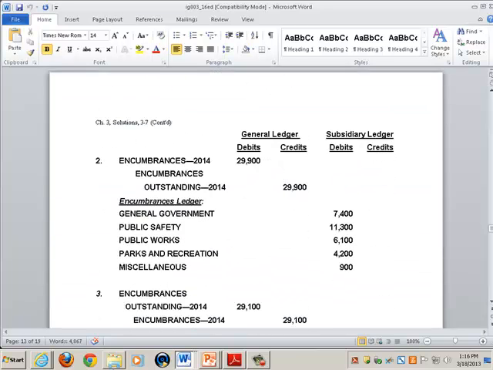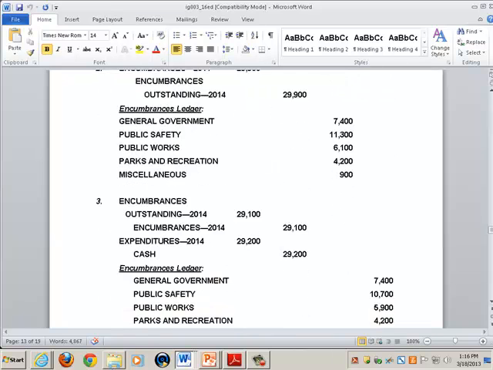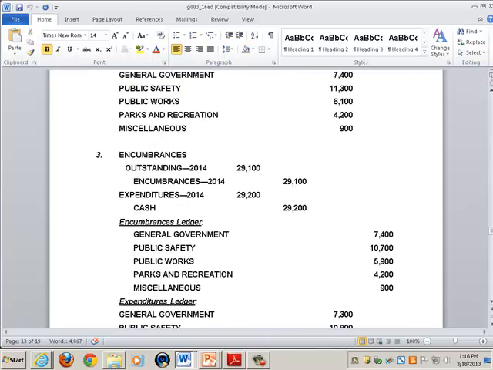The third one is the encumbrance entry. Anybody have issues with that? If you have a question, please do ask me, because I'm going through this quickly so we can get to the material. Encumbrance, but look at the next item. Everybody understand that first journal entry, encumbrance of 29,100, and then the actual expenditure of 29,200? Everybody see that? Any questions? Okay.